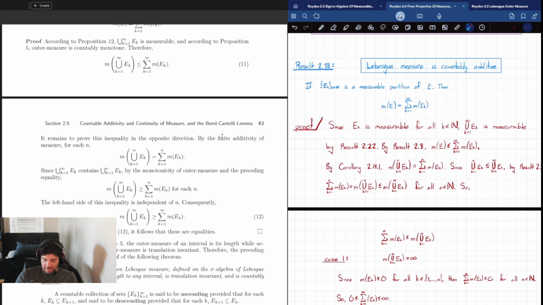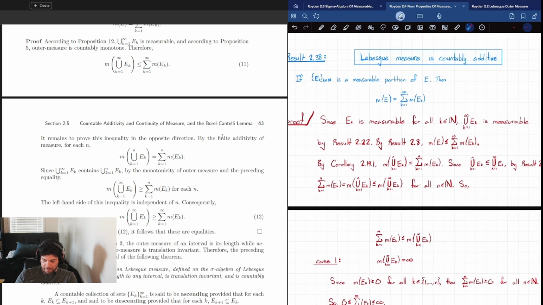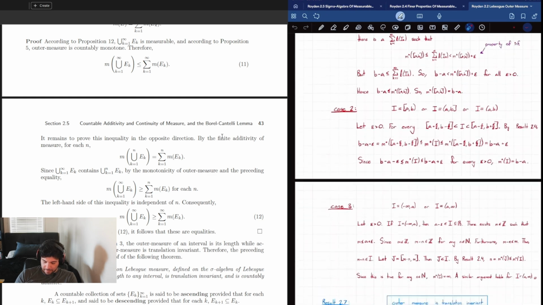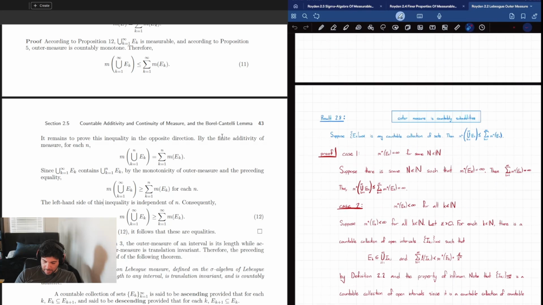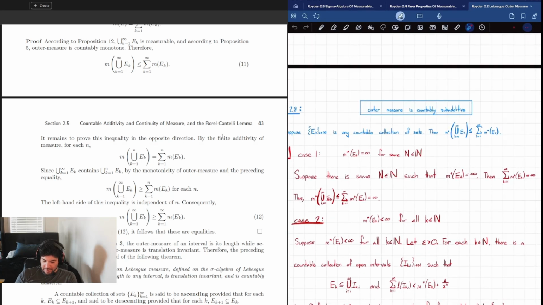we know that the union of sets is less, so the measure of the union of sets is less than or equal to the sum of the individual measures. That's 2.8. So if you want to see it here, that's this right here. So basically, we first had to show that the union is measurable to even work with the union.